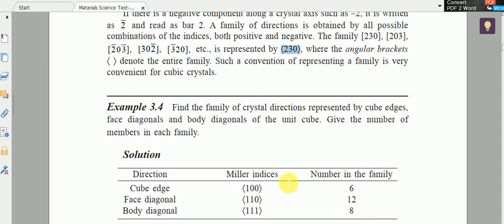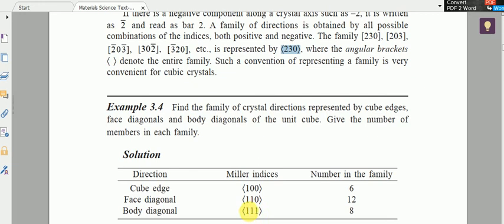And if it is a face diagonal, it can be represented by [1 1 0]: 1 for the A axis, 1 for the B axis and 0 for the C axis, or [1 0 1] or [0 1 1]. Such around 12 representations we can do. Don't stick to [1 1 0], [1 0 1], [0 1 1], etc. You have to think about [bar 1 0 1], [bar 1 bar 1 0], etc. also. So there are 12 representations in this family.